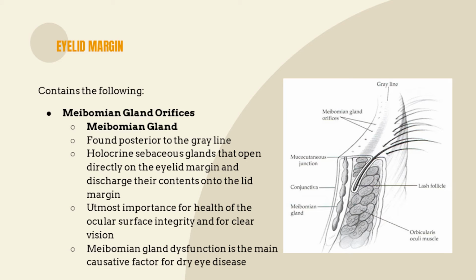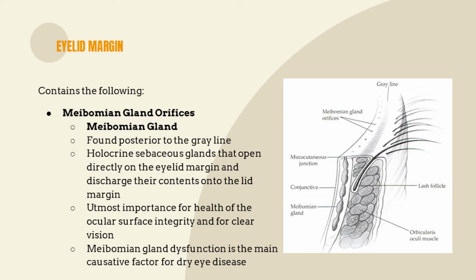So your meibomian glands, they lie deep inside the tarsal plate of the posterior lamella of the eyelid. It is found posterior to your gray line. So these meibomian glands are holocrine sebaceous glands that open directly on the eyelid margin and then discharge their contents onto the lid margin. So these glands, they secrete meibum, which is an oily substance that provides a lipid base to your tear film.